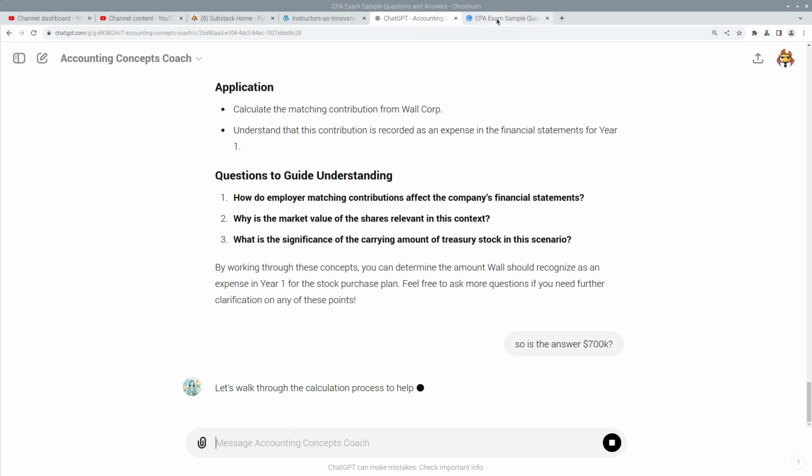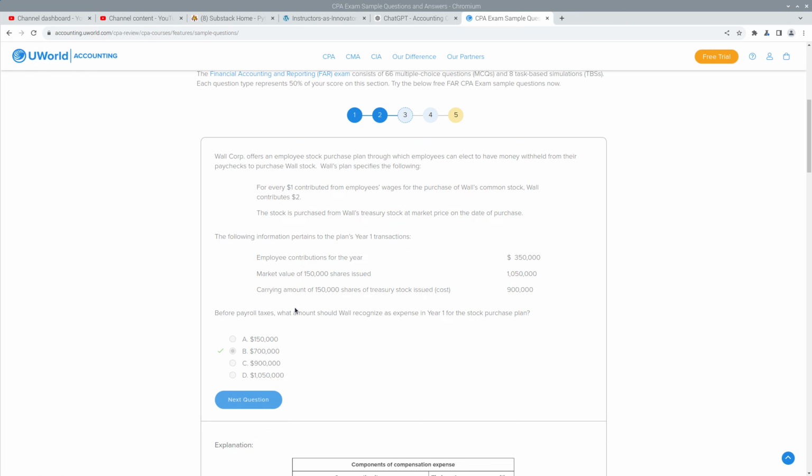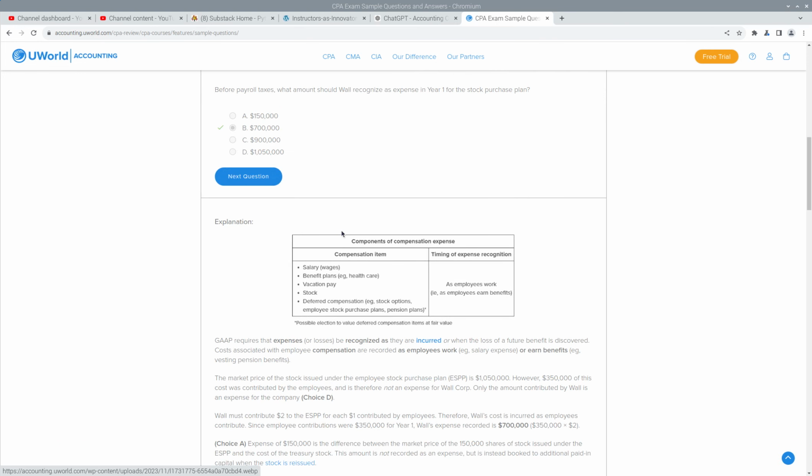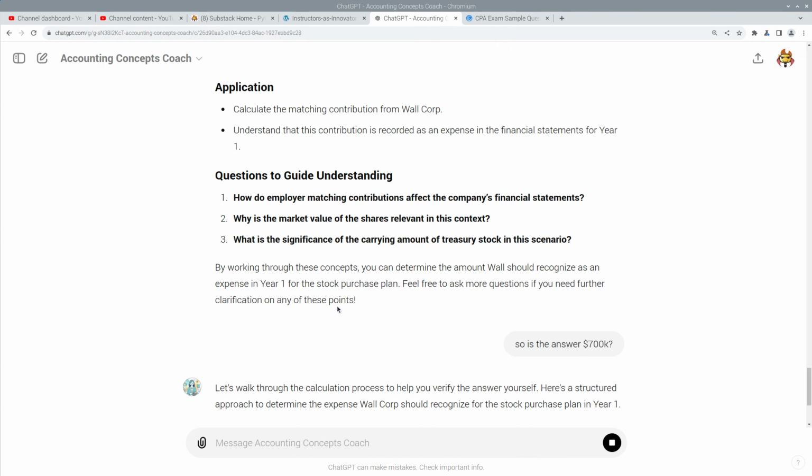All right, while it's giving me its context, I'm going to go ahead and check 700,000, see if that's right. And sure enough, that's right. Awesome. And GAAP requires that expenses be recognized as they're incurred, and so on. Perfect. And that's funny, this is wanting to walk me through the whole thing rather than just give me the answer flat out. So that's cool.